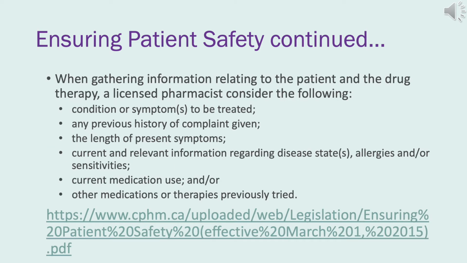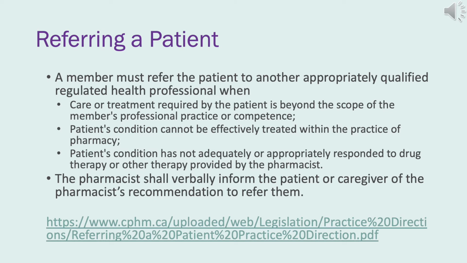The practice direction on ensuring patient safety notes that in gathering information, pharmacists should consider the condition of symptoms, previous history, length of present symptoms, disease states, allergies, sensitivities, current medication use, and other medications previously tried. Now let's take a look at the standard and practice direction on referring a patient, which directs that pharmacists must refer patients to another healthcare provider in the following cases. If the situation is or becomes beyond the scope or competence of the pharmacist, if the condition cannot be effectively treated within the practice of pharmacy, or if the condition has not adequately or appropriately responded to drug therapy or other therapy provided by the pharmacist.